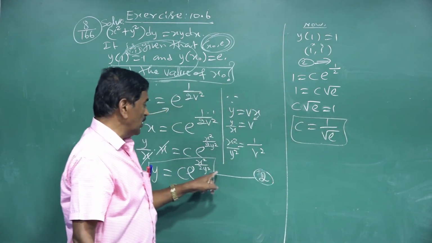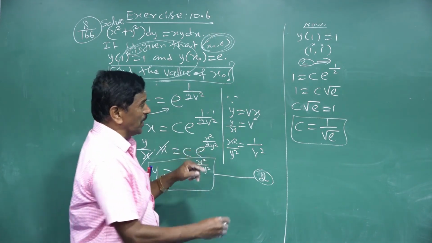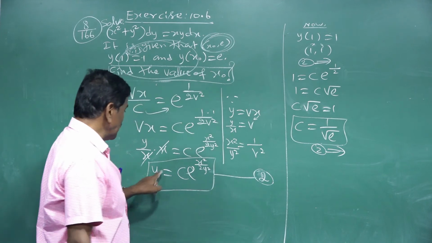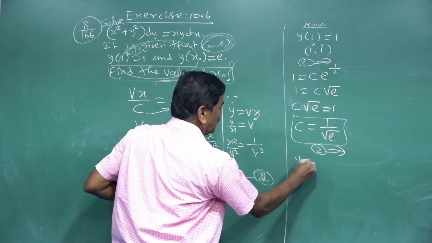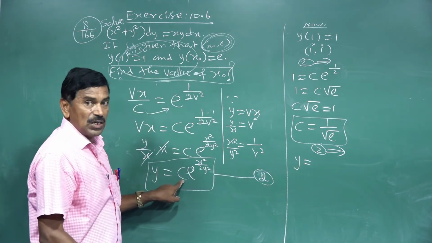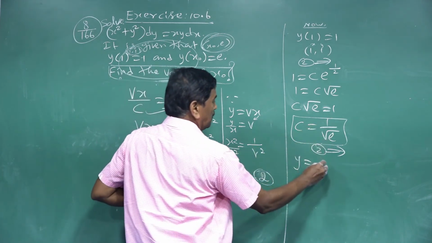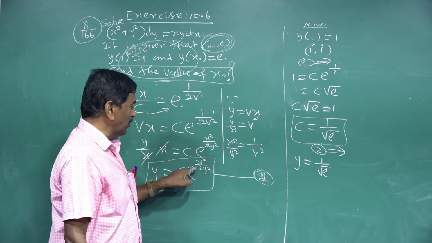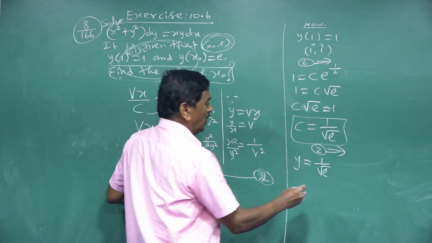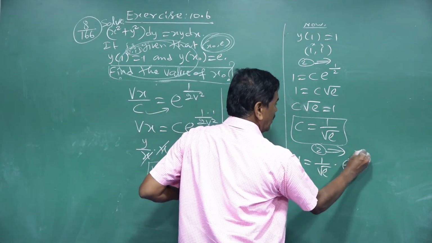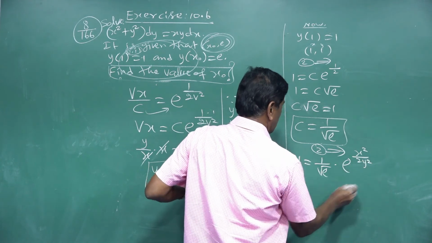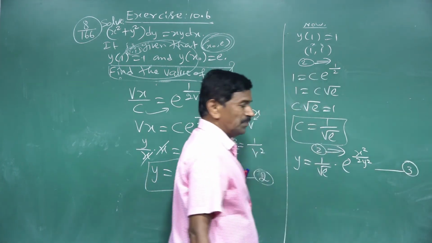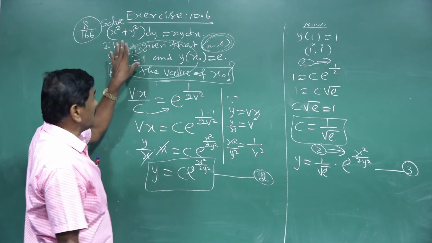Substitute the c value in the second equation. That is equation 2 becomes y is equal to c, where c is equal to 1 by root e, into e power x square by 2y square. Let us give it a new name, equation number 3. Now, the first condition we used.